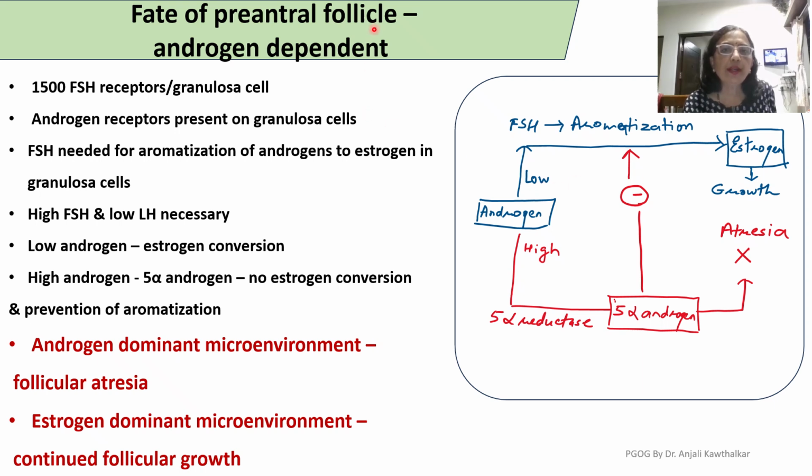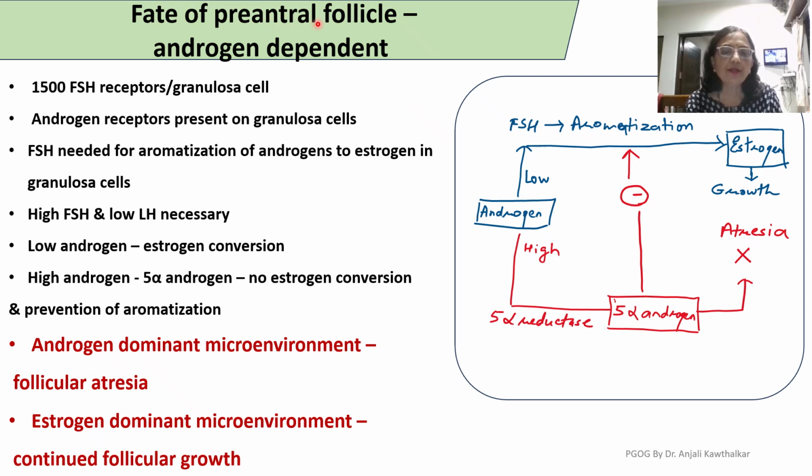Now, the fate of the preantral follicle. At every stage, remember, this primordial follicle cohort is growing, and the natural inclination is always to go for atresia. It needs a specific mechanism to stop the atresia. At the initial primordial follicle stage, we have already seen that unless they are exposed to FSH, they will all go for atresia.